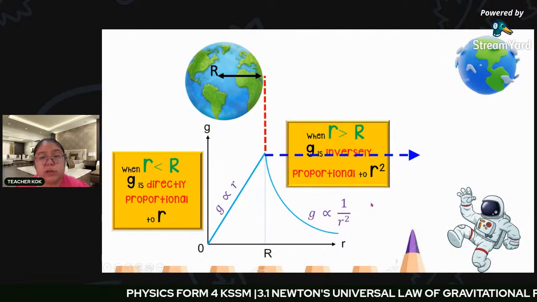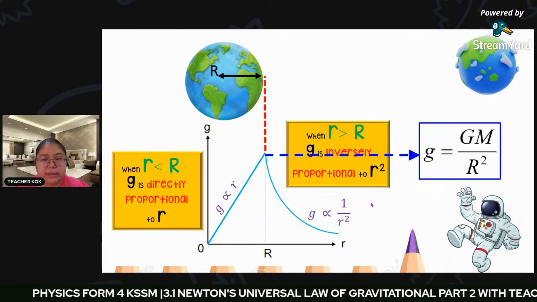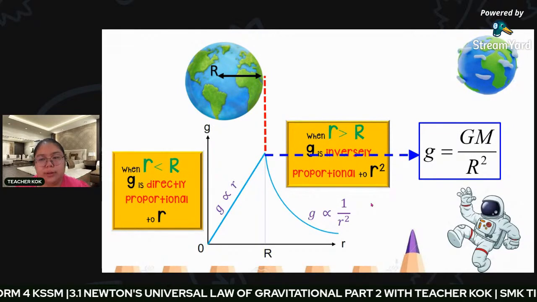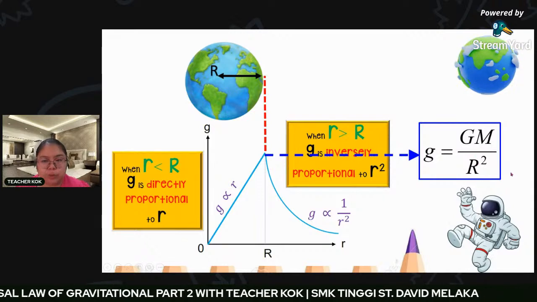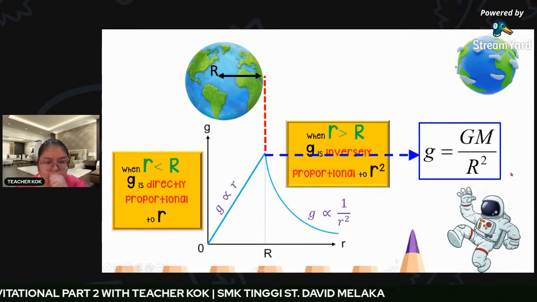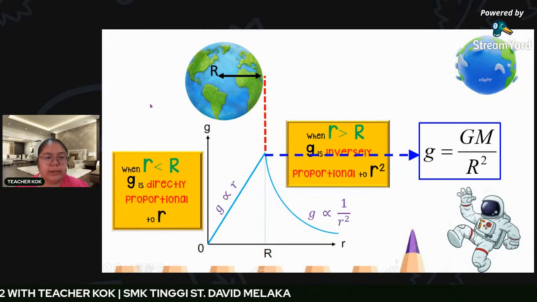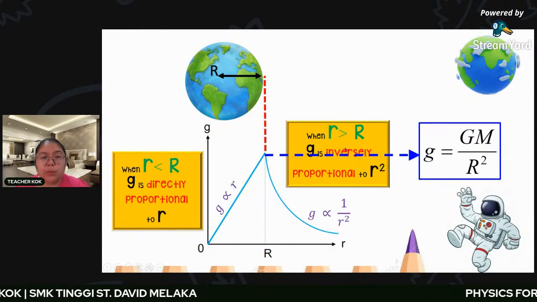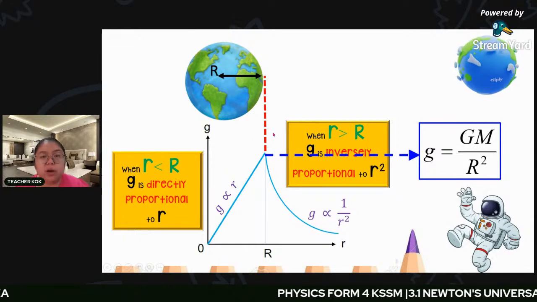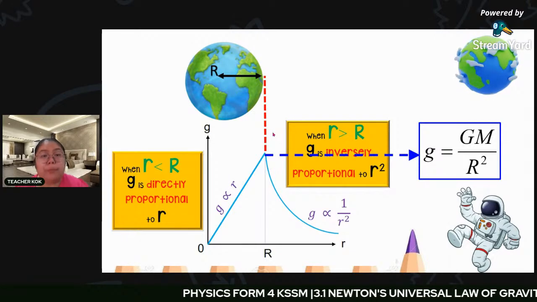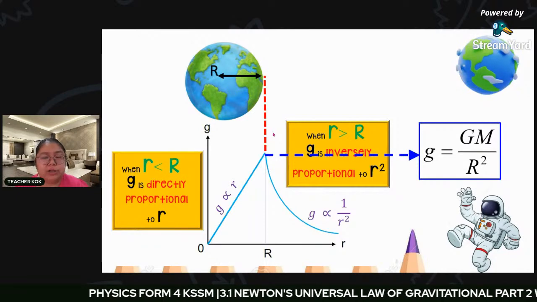Why do we say inversely proportional? Because we refer to this equation: g equals capital GM over R squared. So this is the relationship. When you want to plot the graph, remember that after the radius of the Earth, the gravitational acceleration is already dropping.